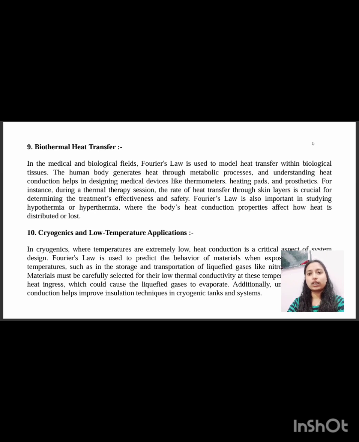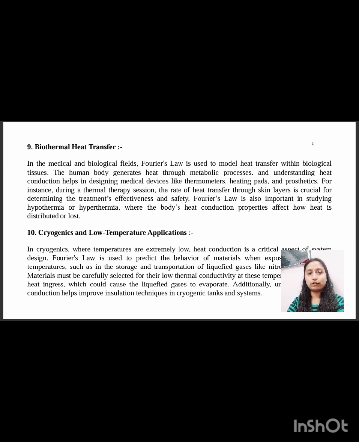10th one, cryogenic and low temperature applications. In cryogenics, where temperatures are extremely low, heat conduction is a critical aspect of system design. Fourier's law is used to predict the behavior of materials when exposed to cryogenic temperatures, such as in the storage and transportation of liquefied gases like nitrogen and helium.